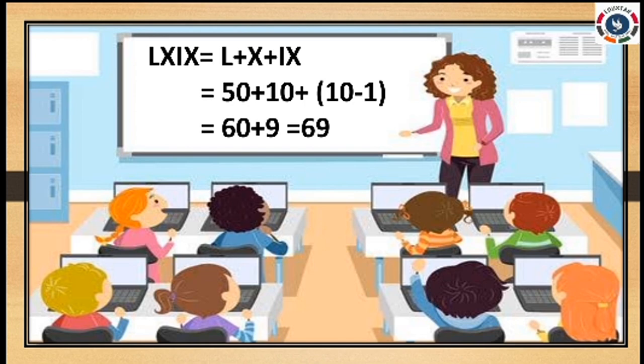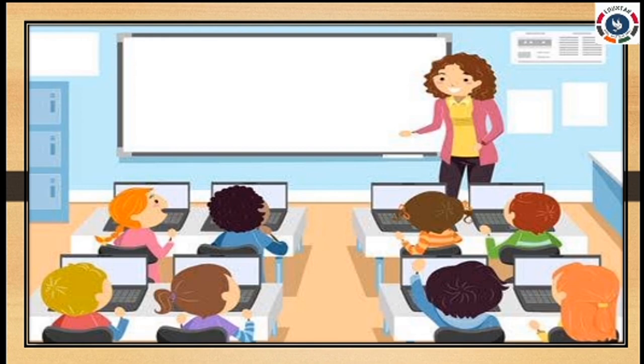So 10 minus 1. When you are subtracting, the smaller value will come first, the bigger value comes second, isn't it? So what do you get now? 50 plus 10 plus 10 minus 1. So 10 minus 1 you will get 9. So 50 plus 10 plus 9, totally 60 plus 9. Finally, you get 69. Then example 2.